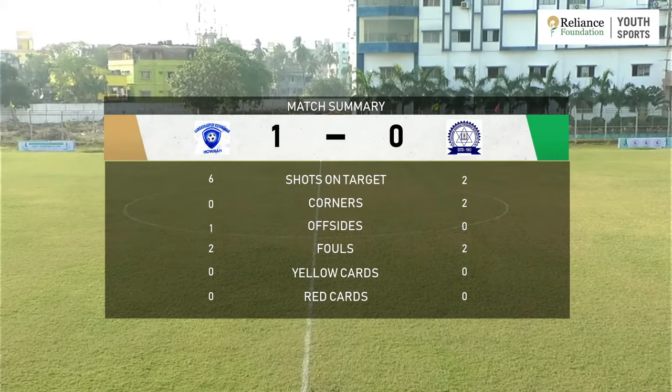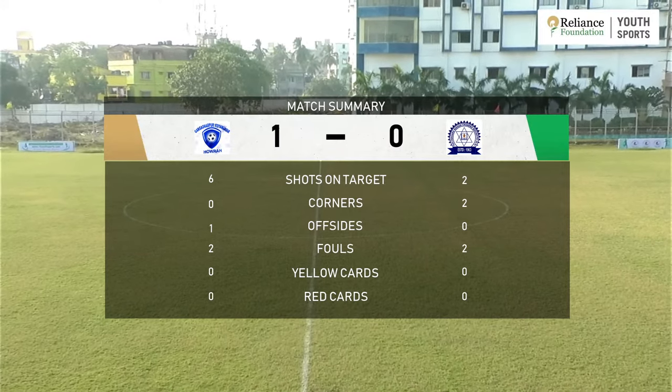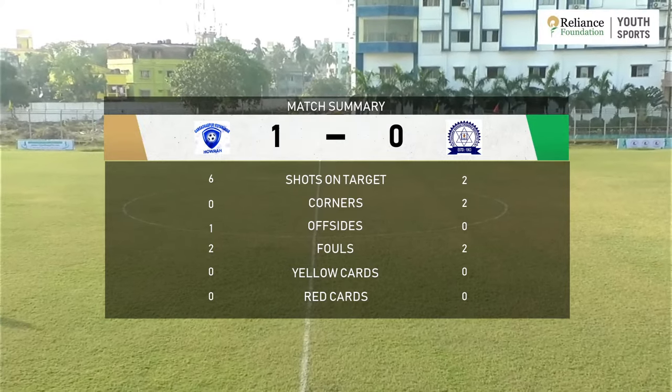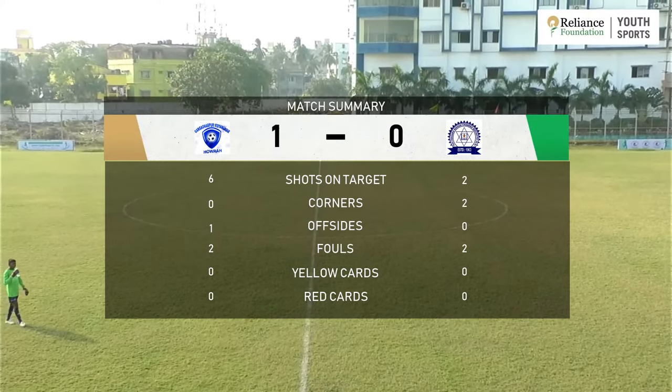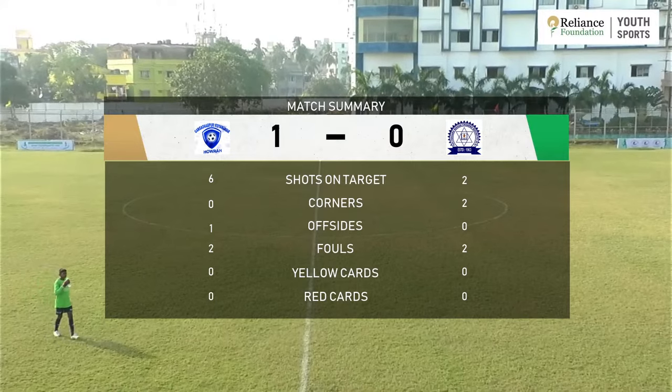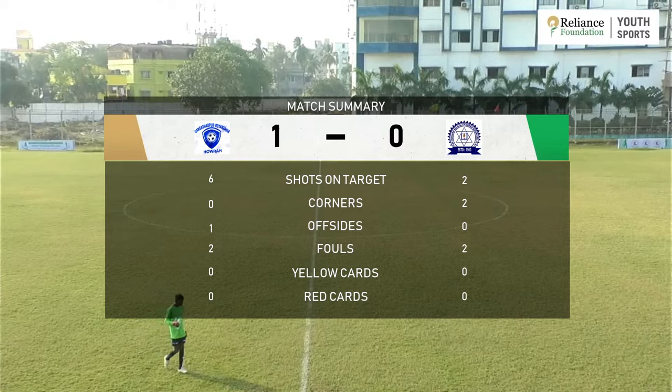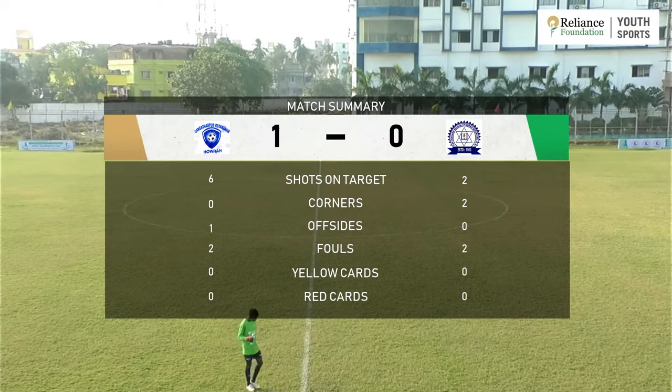Here are the statistics and the match summary. 6 shots on target for Gangadharpur and 2 shots on target for Kalyangar. 0 corners for Gangadharpur, 2 corners for Kalyangar, and 1 offside for Gangadharpur, none for Kalyangar. 2 fouls committed by both sides and no bookings in the match in its entirety.